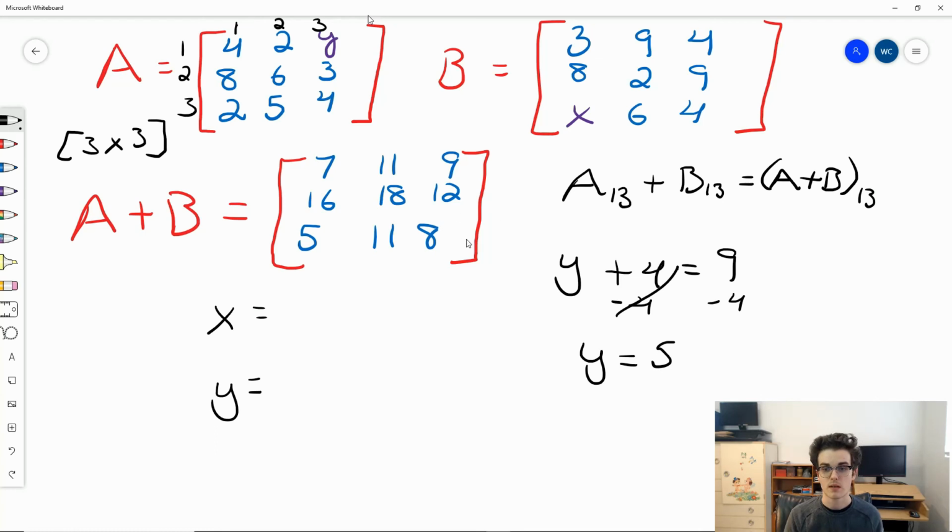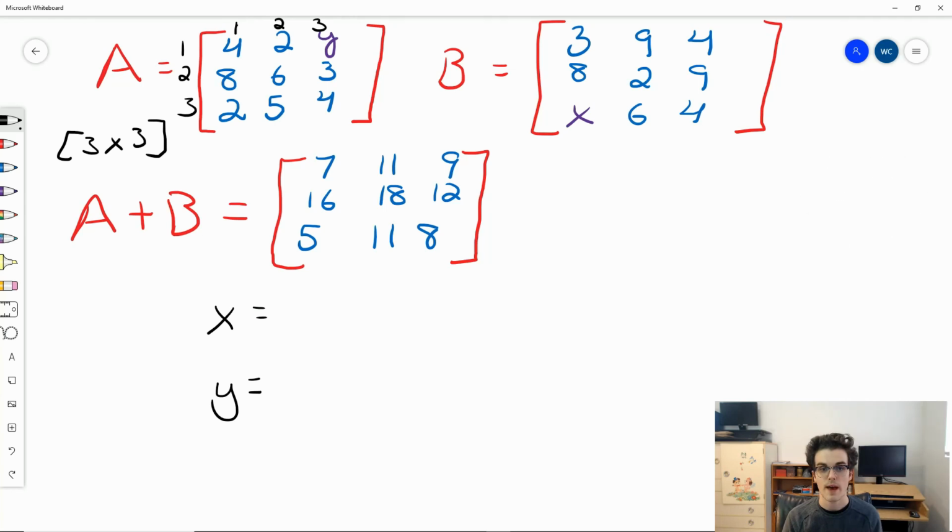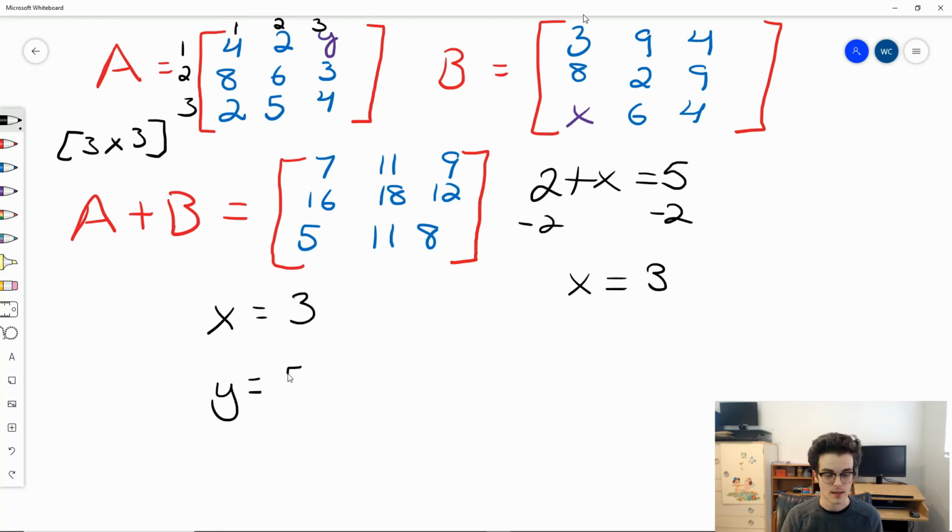So that's what this is right here. Now I'm going to do the same thing for x, but I'm going to give us a little bit more room here. I'm looking now at the bottom left of each matrix. So 2 plus x equals 5. I'm going to subtract 2 from both sides, and we get x equals 3. So we know that x equals 3 and y equals 5.